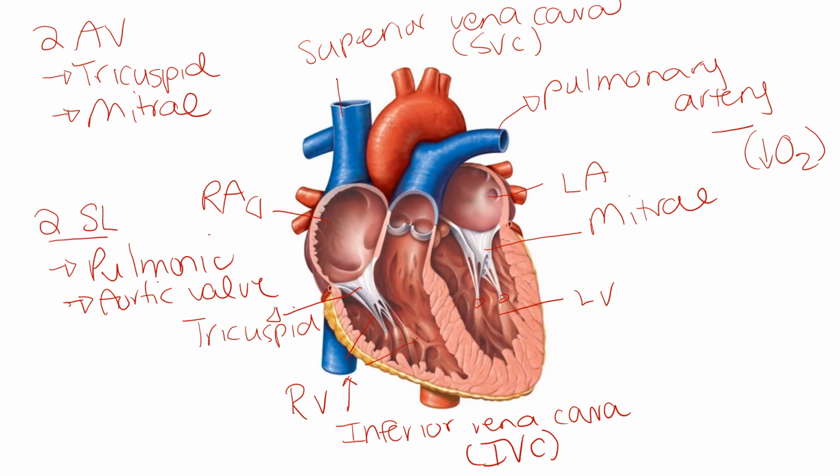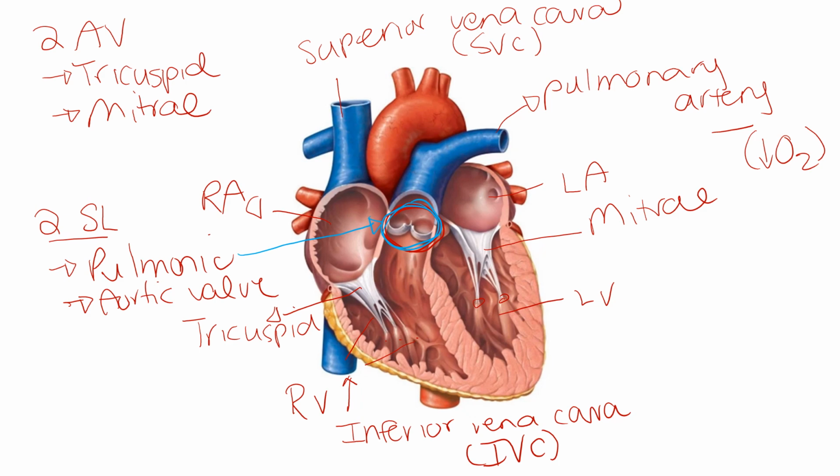That valve that is located between the right ventricle and the pulmonary artery, so this valve right here, maybe I should use a different color. This valve right here, that is the pulmonic valve. The pulmonic valve is located between the right ventricle of the heart and the pulmonary artery.